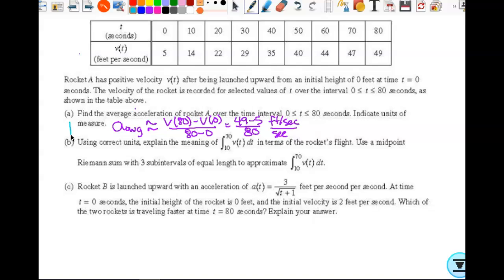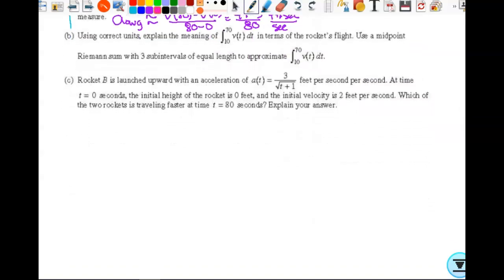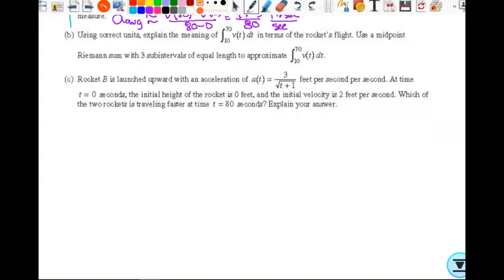Okay? So then on B, it says using correct units, explain the meaning of that integral in terms of the rocket's flight, and use a midpoint Riemann sum with 3 subintervals of equal length to approximate that. All right, so it first says to explain it, not that you have to do it in that order, right? But if I was going to, I could say the integral from 10 to 70 of v of t dt. All right, what is it?